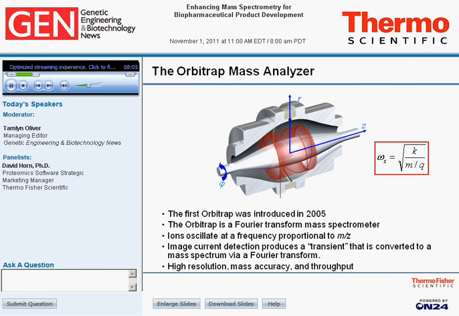The reason these Fourier transform-based mass spectrometers are so powerful is that if you detect that ion frequency for a long period of time, you get better and better confidence in the frequency that you measure, which means you have better mass resolution and better mass accuracy.